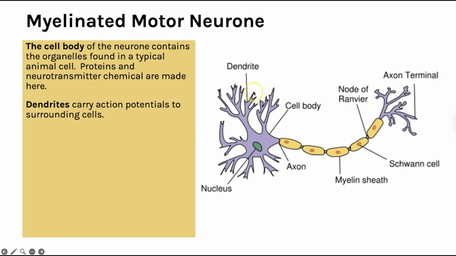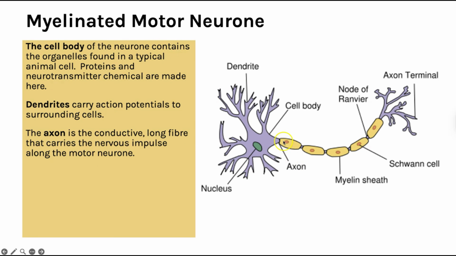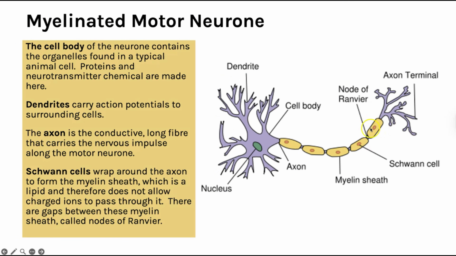Then we've got the dendrites, which carry action potentials to surrounding cells. The axon is, we can't see it because it's actually surrounded by the Schwann cell, but it's the long, thin, wire-like structure. And it's a conductive long fibre that carries a nervous impulse along the motor neuron. Schwann cells, so these are these Schwann cells here, and they wrap around the axon to form the myelin sheath, which is a lipid and therefore does not allow charged ions to pass through it. There are gaps in these along the axon, and those gaps are known as the nodes of Ranvier.